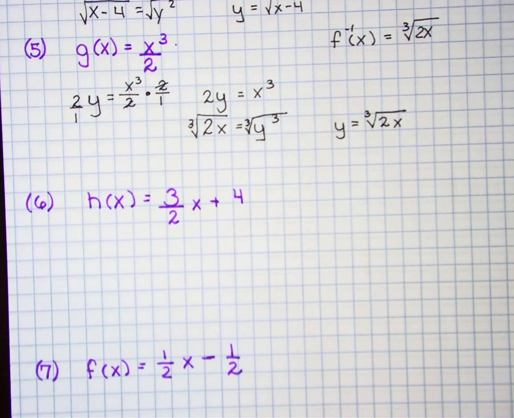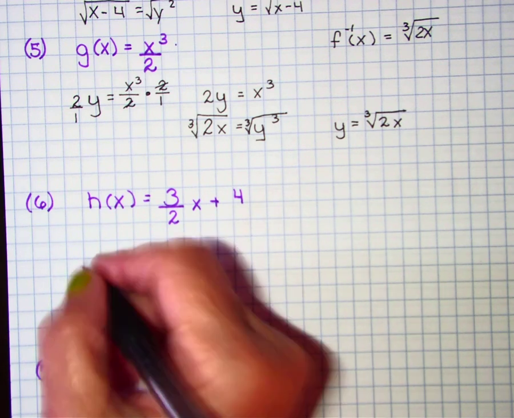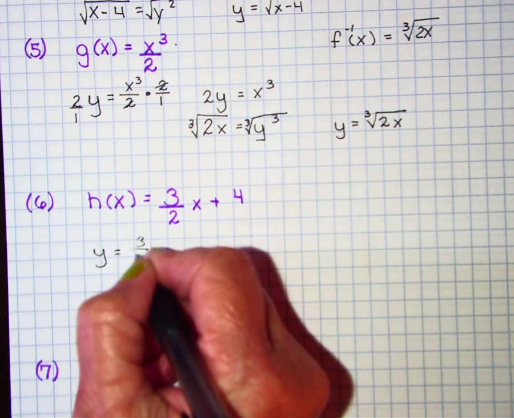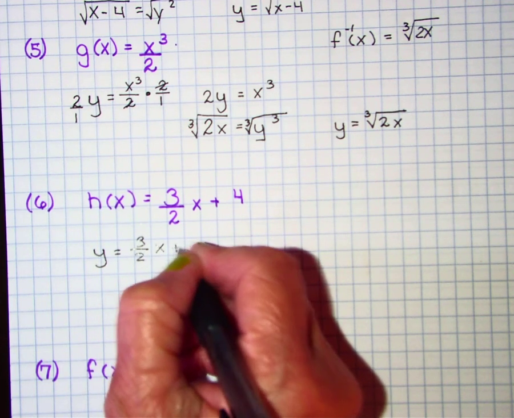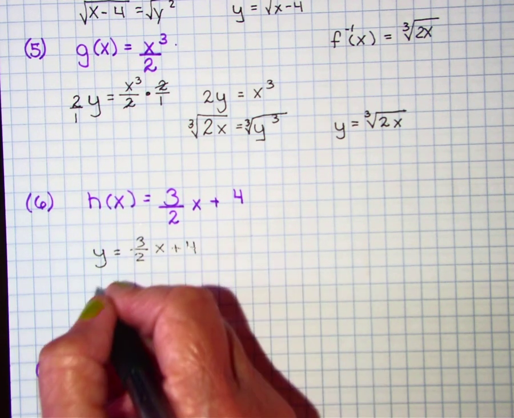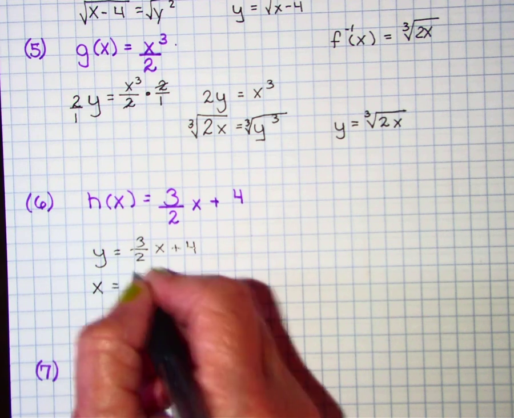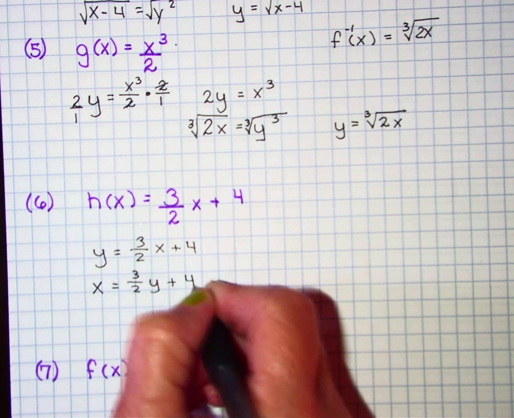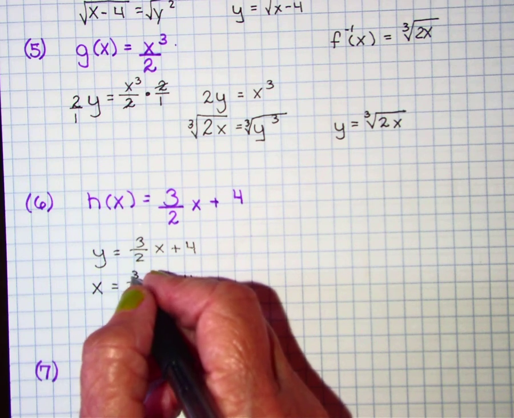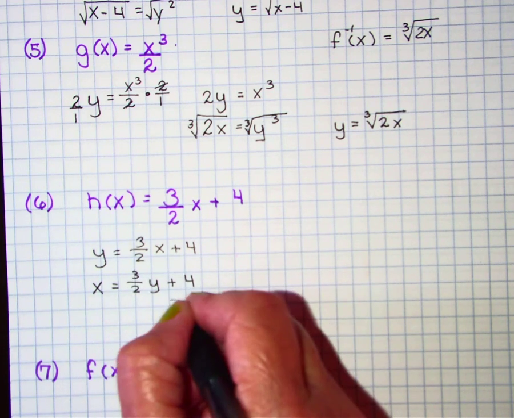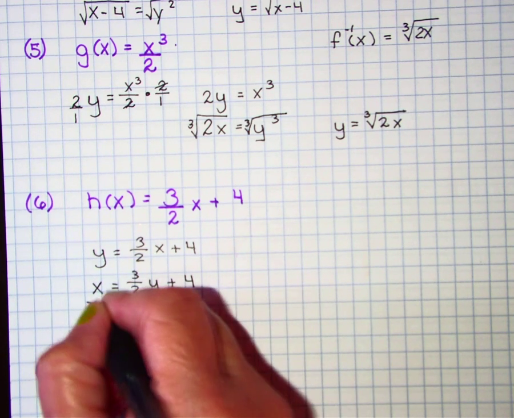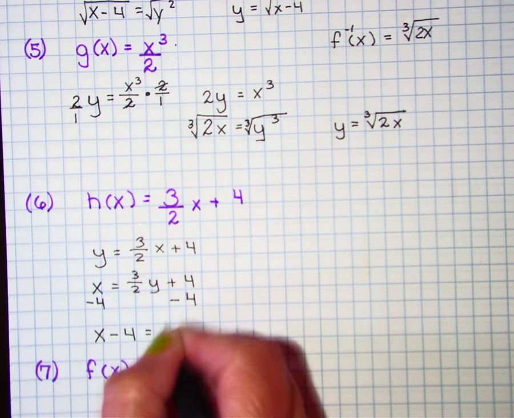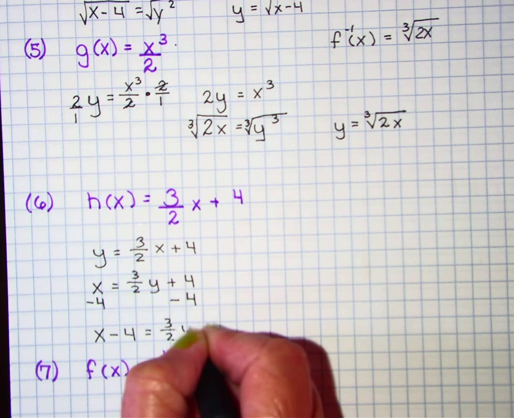My h of x here, again, I'm going to consider as just a y, equals 3/2 x plus 4. So I'll change my variables. X equals 3/2 y plus 4. This is the fraction. I'm not going to worry about that yet. I'm going to first move my 4. So now I have x minus 4 equals 3/2 y.